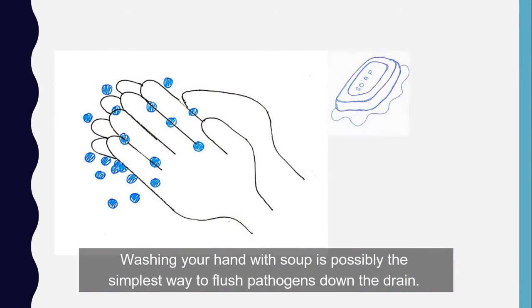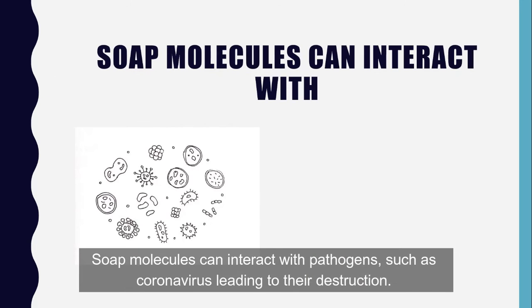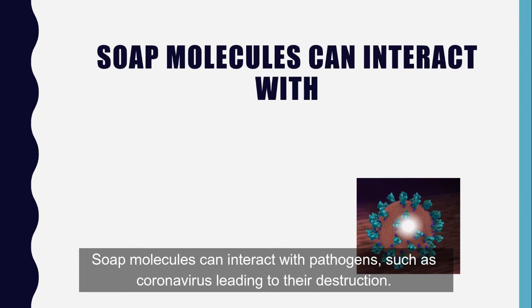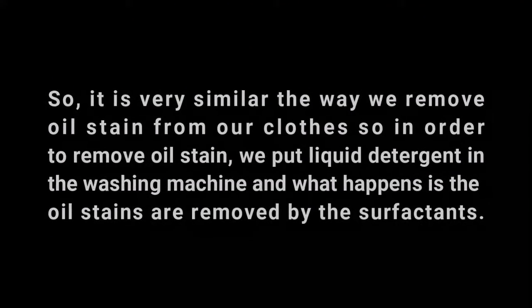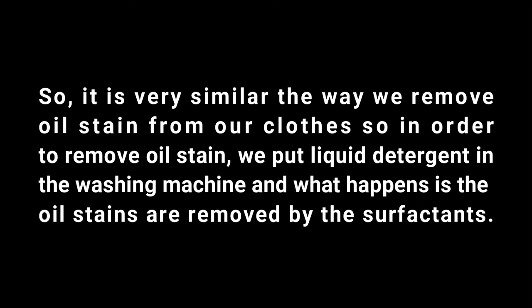Washing your hands with soap is possibly the simplest way to flush pathogens down the drain. Molecules can interact with pathogens such as coronavirus, leading to their destruction. It is very similar to the way we remove stains from our clothes. To remove a stain, we put liquid detergent in the washing machine, and the oil stains are removed by the surfactants.